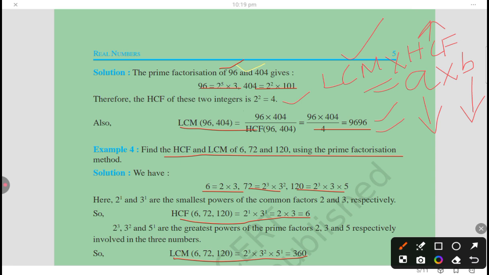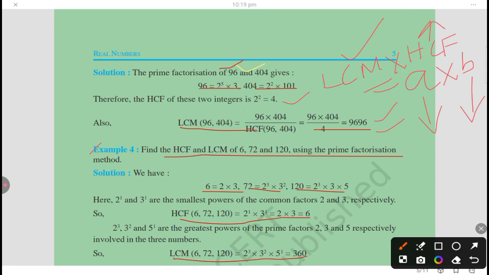Similarly, example 4. Find the HCF and LCM of 6, 72 and 120 using the prime factorization method. 6 can be written as 3 multiplied by 2. 72 can be written as 2 power 3 multiplied by 3 power 2. 120 can be written as 2 power 3 multiplied by 3 into 5. So here, HCF equals, what is the highest common factor?